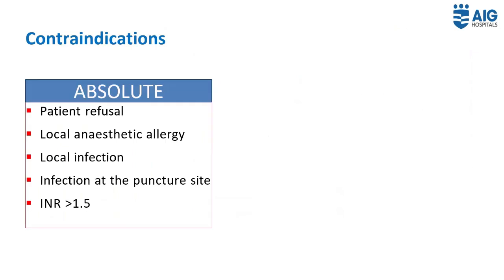Lumbar plexus block is absolutely contraindicated without consent of the patient, if a patient has a history of allergy to local anesthetics, if there is infection at or around the site of scanning or needle entry, or if the patient has coagulopathy with INR more than 1.5.